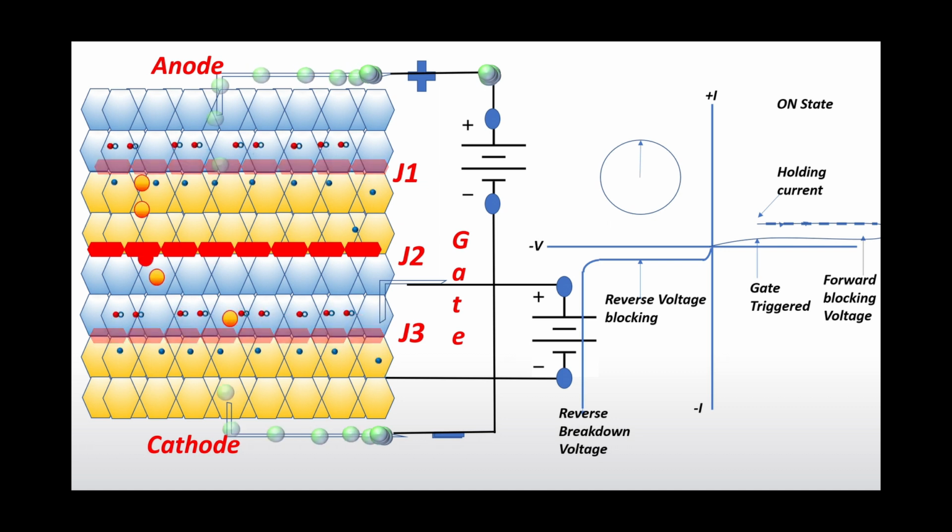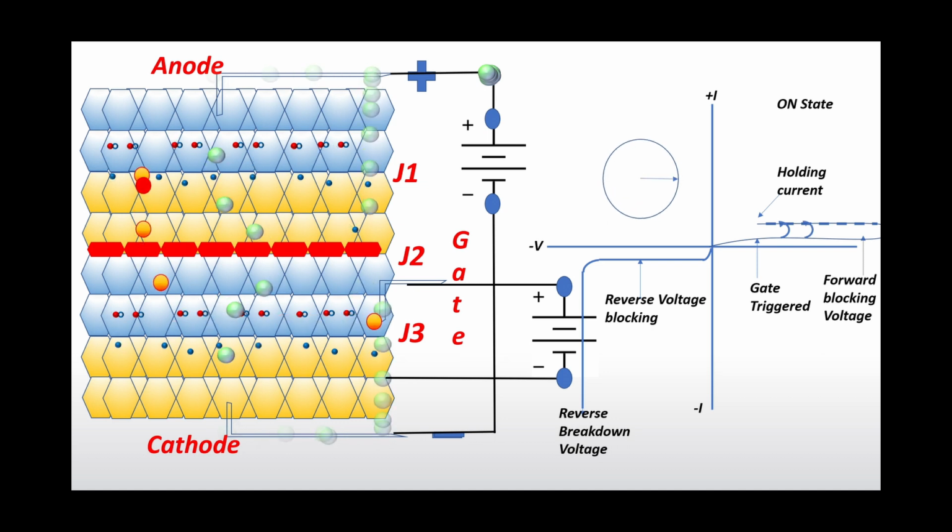What we see here now is that we have applied positive to the anode, negative to the cathode, and a small gate current as well. The J2 barrier is still there. So now we are increasing the gate current. It has not yet reached the holding current, so we increase it again. Now it has reached the holding current, and once it has, we see the J2 barrier will disappear soon.